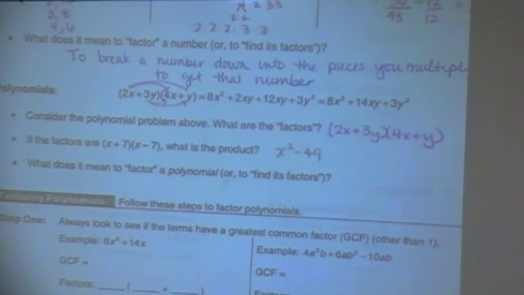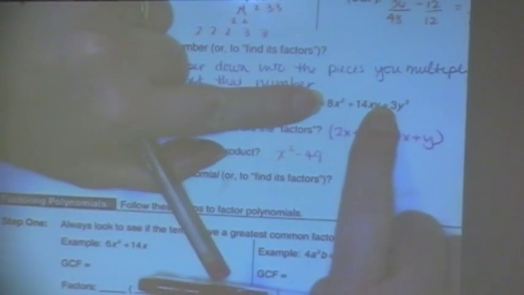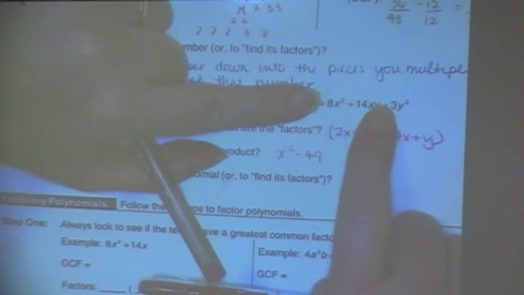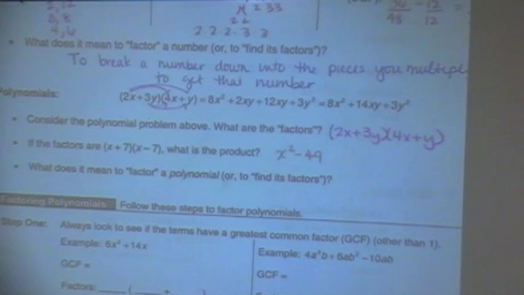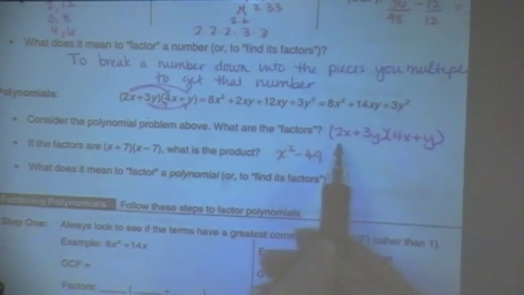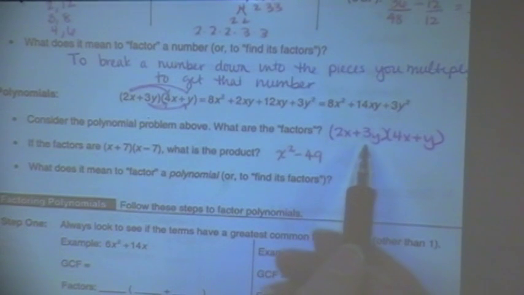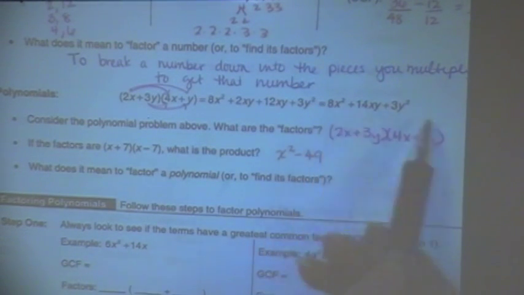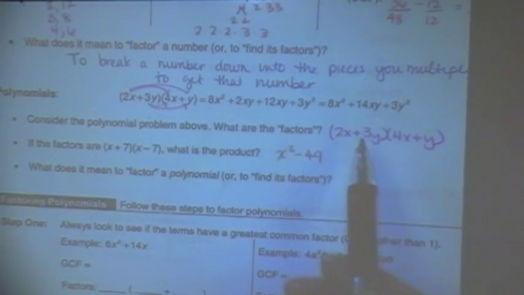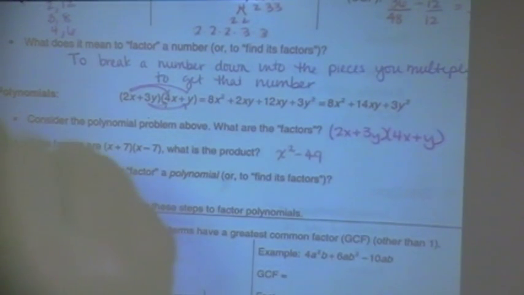Okay, so what does it mean to factor a polynomial? If we have this, and I ask you to factor it, what do I want you to do? Break it down. Break it into the polynomials that you multiply, because these are still polynomials too, right? They're just binomials. So we're going to break bigger polynomials down into the smaller polynomials that you multiply to get that as an end result. So it means the same thing.